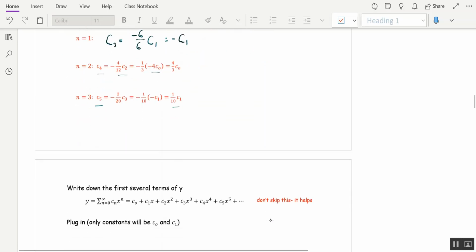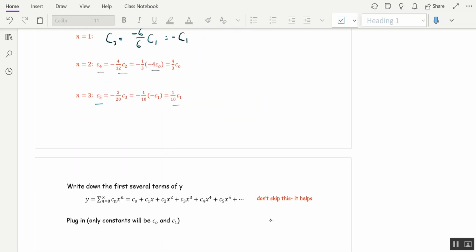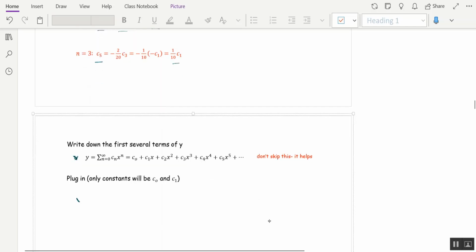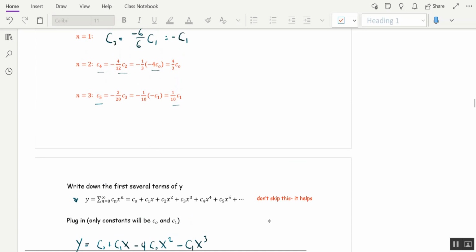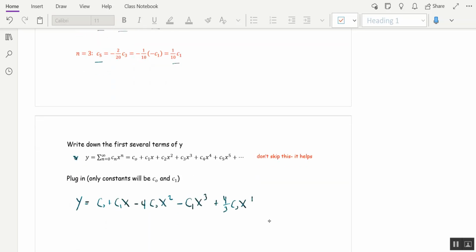Okay, then we plug in. And again, don't skip this step. Just write down the generic formula for y, and now we're going to plug in. So we got y equals c0 plus c1 x, and then c2 was negative 4c0, and that gets paired with x squared. And then c3 was negative c1, and that gets paired with x cubed. And c4 was 4/3 c0 x to the 4th, and then c5 was 1/10 c1, and that gets paired with x to the 5th, dot, dot, dot.